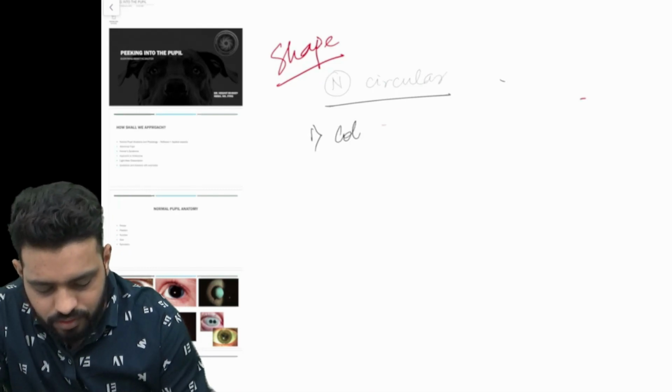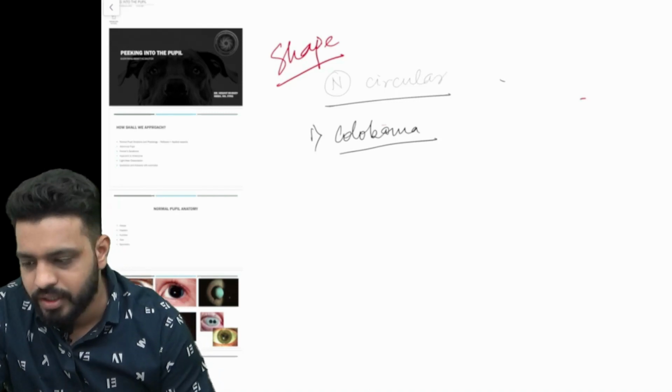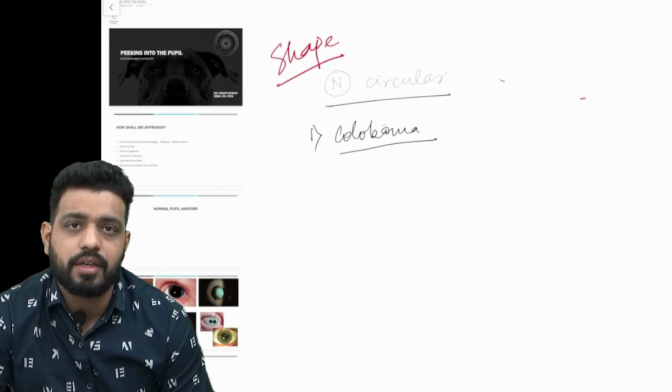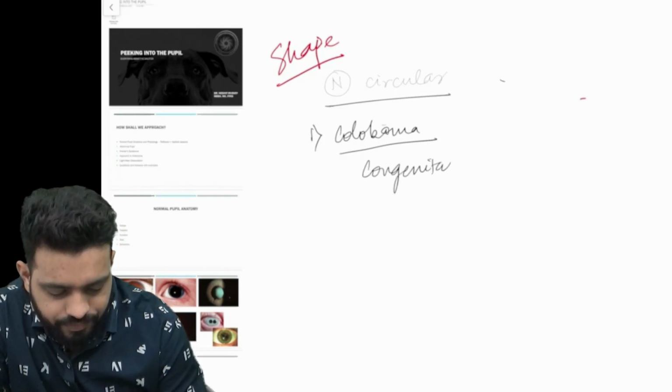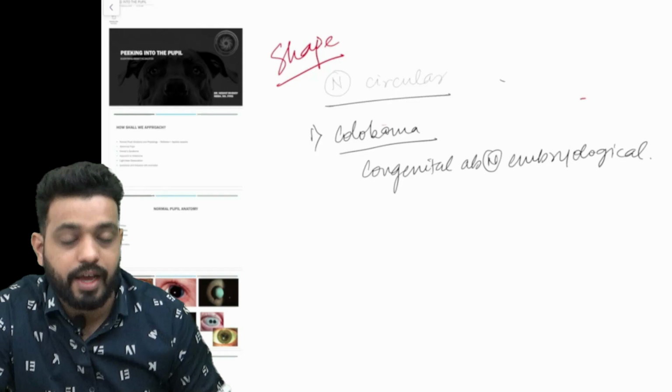Number one is known as coloboma. Now what is coloboma? Coloboma is a congenital abnormal embryological development of the eye. Remember these terms: congenital, abnormal, embryological development of the eye.